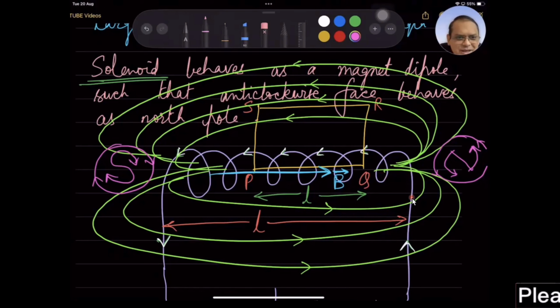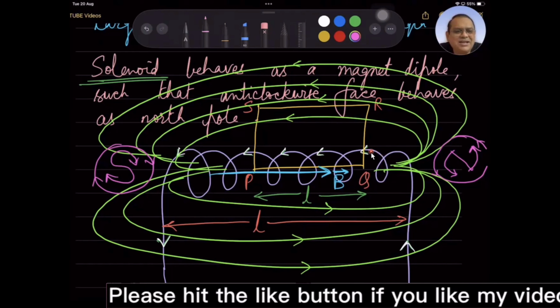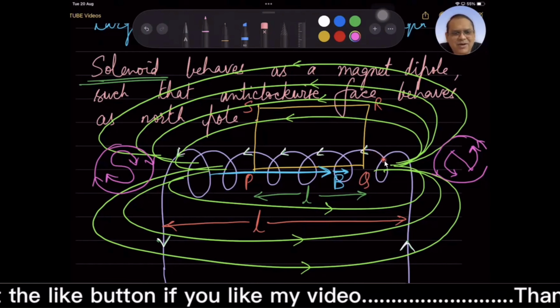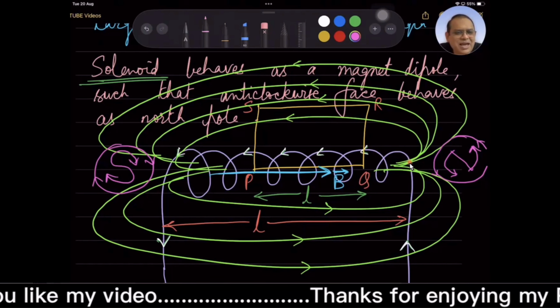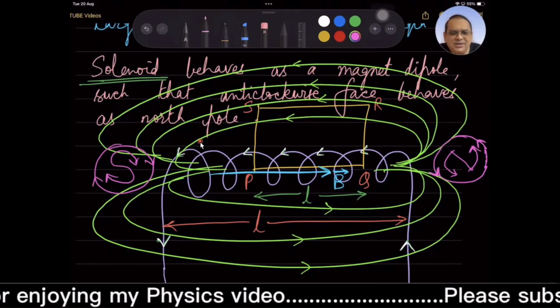Now you could see the current is going this way, this way, this way. That means anti-clockwise. That's why the anti-clockwise end is behaving as the north pole. This is clockwise. That's why the left end is the south pole.